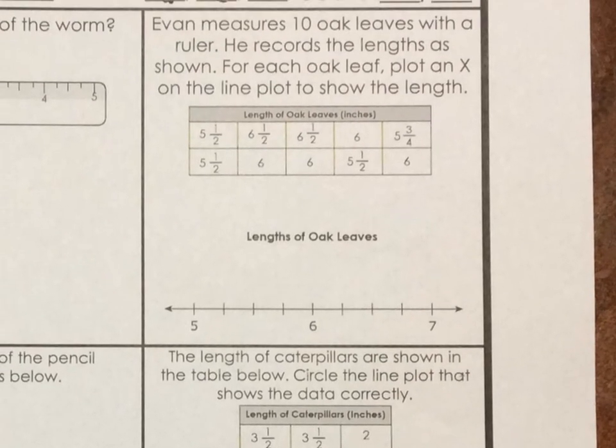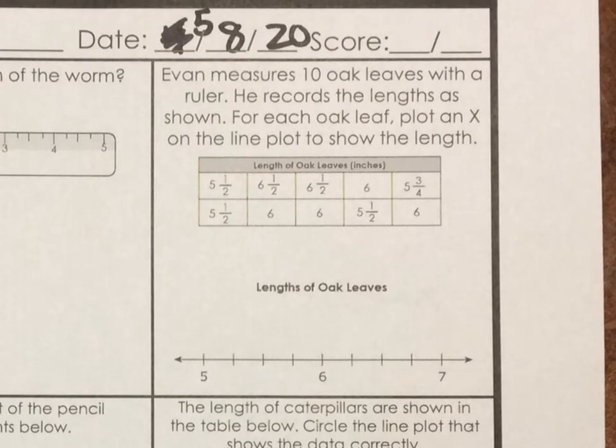Okay. And then on the next one, it says Evan measures, oopsie-daisy. Uh-oh, there we go, okay. Evan measures 10 oak leaves with a ruler. He records the length as shown. For each oak leaf, plot an X. So just like I was showing you guys down here. So mark an X on the line plot to show the length. Okay, so for each length, you make an X, right?